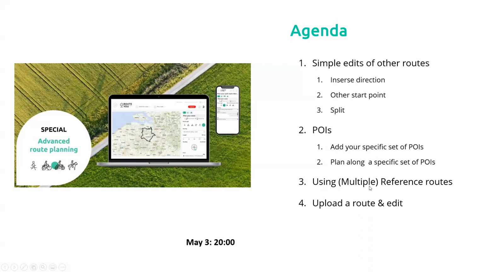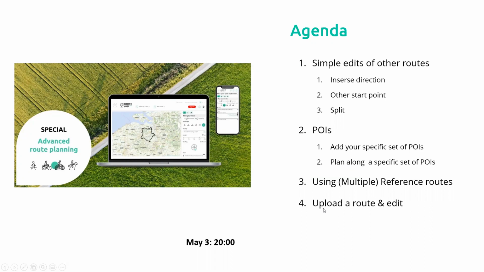We're also going to see how you can use multiple reference routes as a background. We showed you already in map layers how to use maps as a background, but you can also select your own reference routes or others as a reference to plan your own route. And we're also going to see how you can upload a route, a GPX you find somewhere, and edit it and play with it and make it adapted to what you like. So that's the plan for next time.